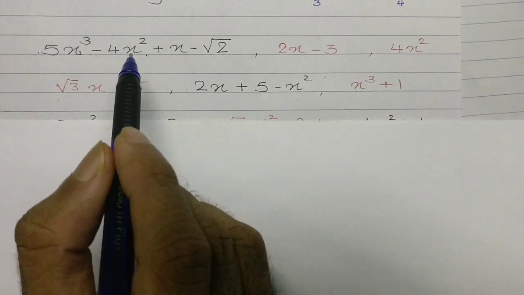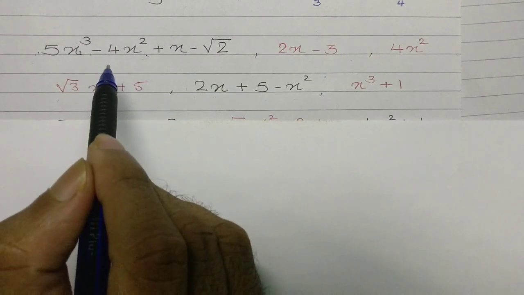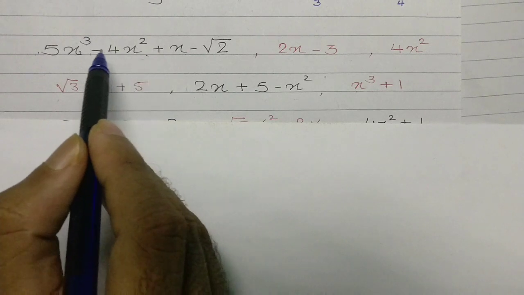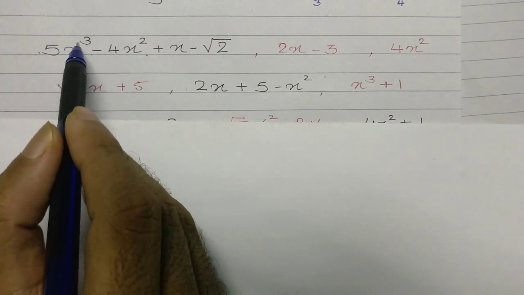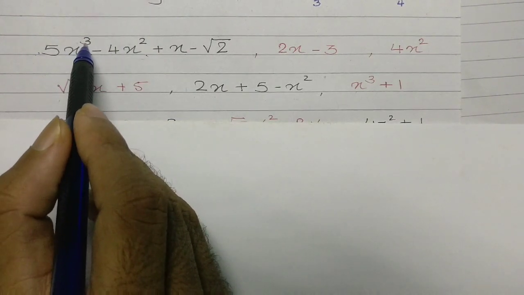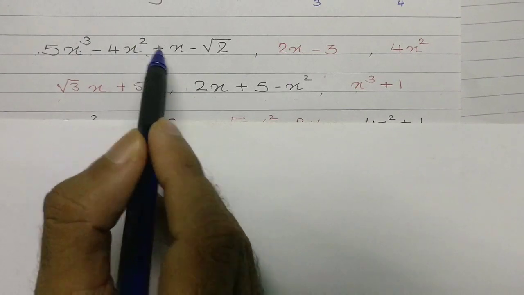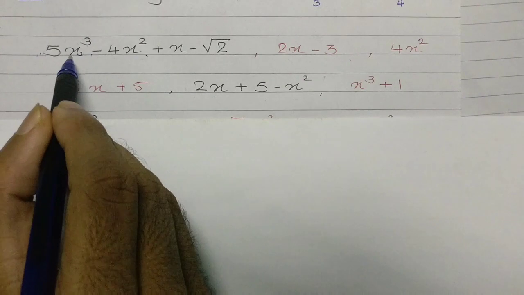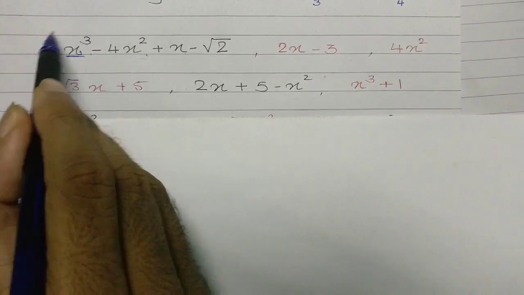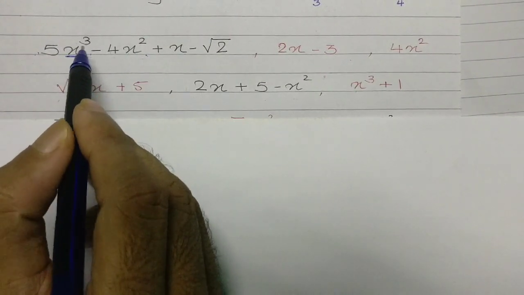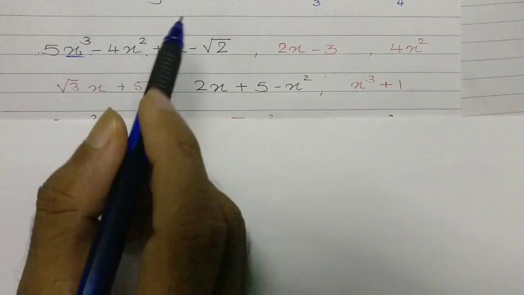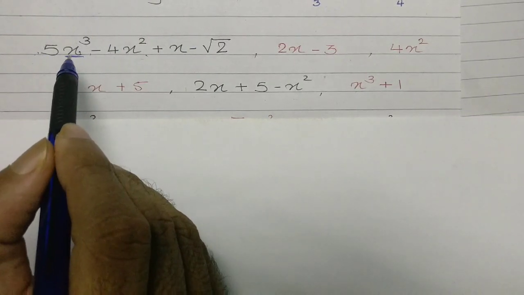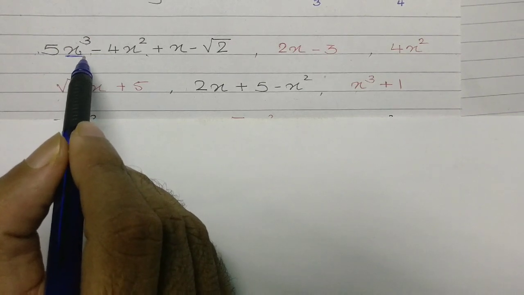Now based on the degree, how do I check the degree? We look at the variables and the highest number raised to that. So for x, here it is 3, here it is 2 and here it is 1. The highest is over here. That means the degree of this polynomial is 3. Now if it is of degree 3, it will be called a cubic polynomial.